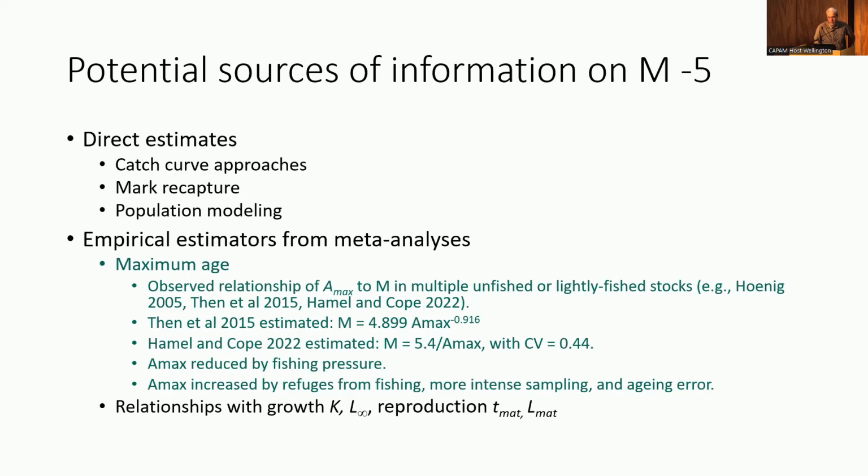Of course, there are problems. Amax can be reduced by fishing pressure, and that's a difficulty with tuna because all of our tuna stocks, during the periods we've been aging them, have been pretty severely impacted by fishing pressure. But Amax is increased by refuges from fishing, by more intense sampling, and also by aging error. So you need to understand what's going on with all of those issues.